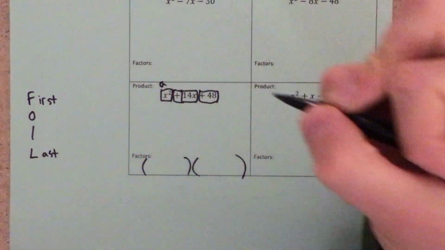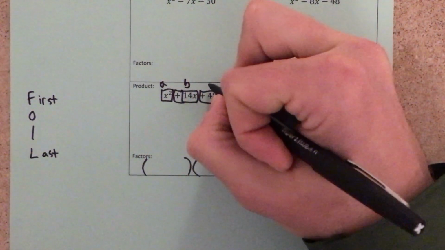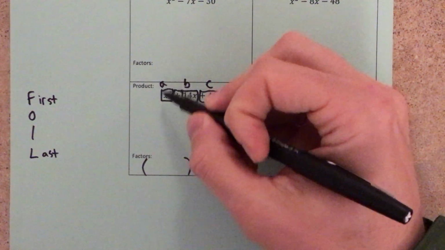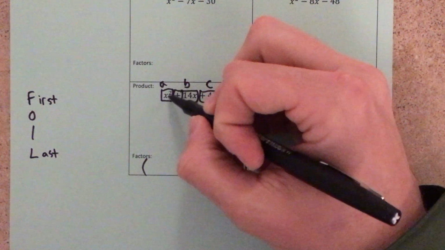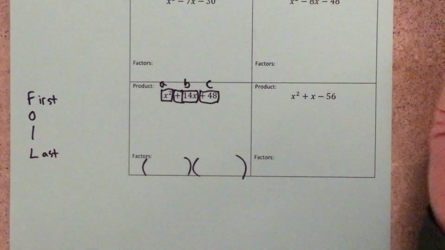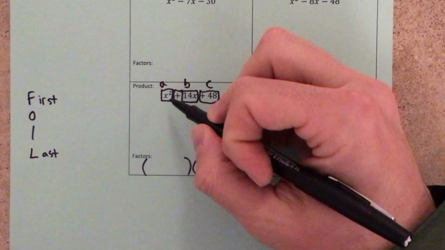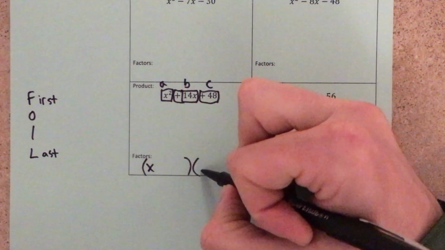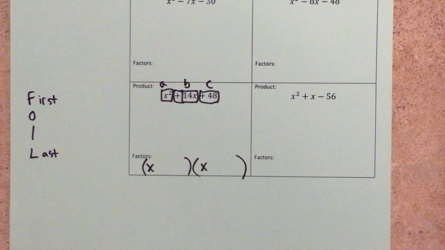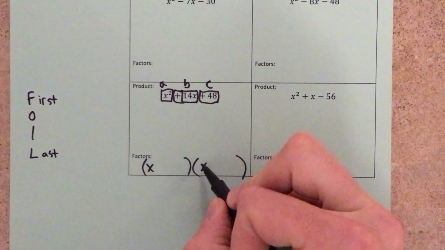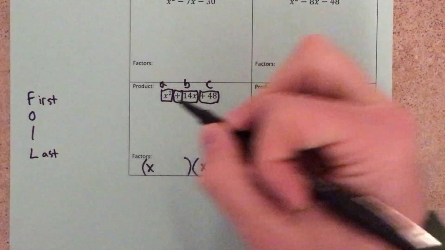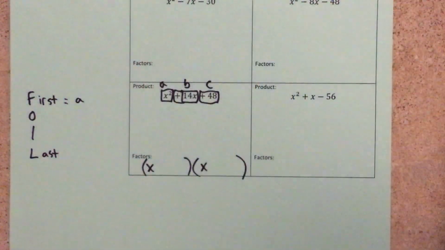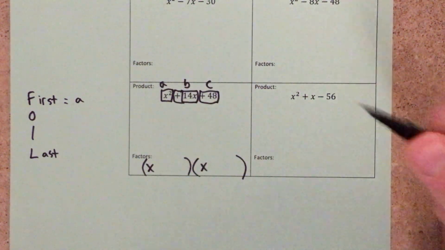So we have our A term, our B term, and our C term. If we look at our first term, the A term, I don't see anything attached to the x squared. It's just a 1x squared. So where did that x squared come from? Well, I multiplied an x times an x. So the first terms multiplied together give us our A.